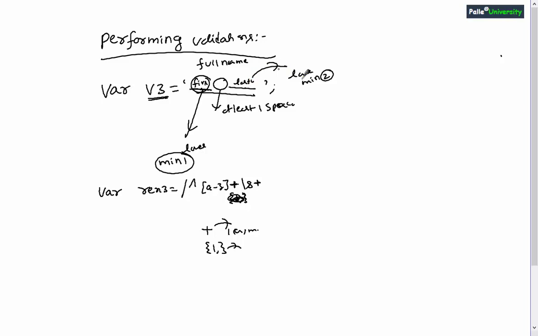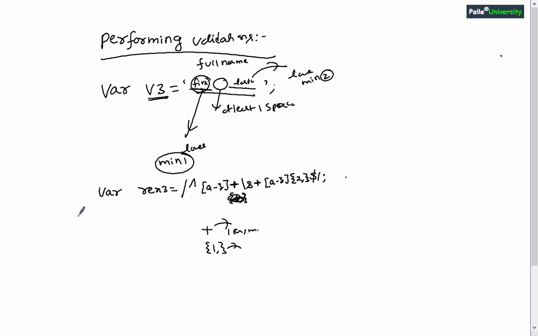After this, the last name must contain a minimum of 2 characters and the maximum can be any number of characters. Again, the last name must contain lowercase alphabets only. How to verify that? Obviously lowercase a to z. Now tell me how to check for minimum 2. I cannot write plus or 1 plus. I must definitely go for curly bracket 2 comma. And after this you write $.